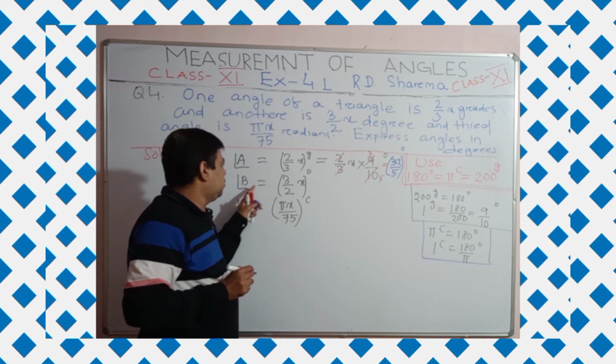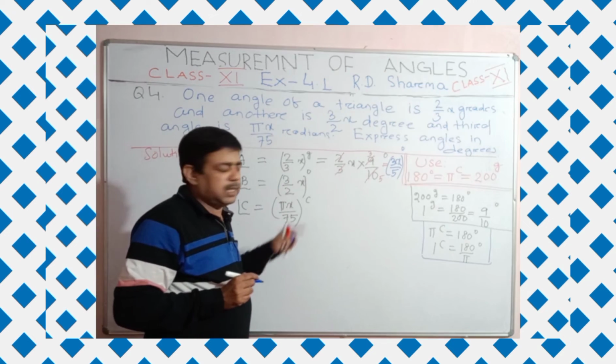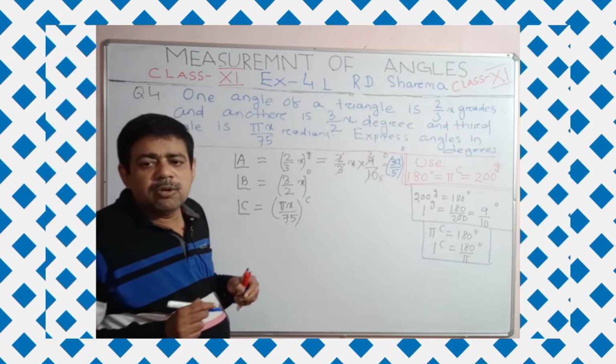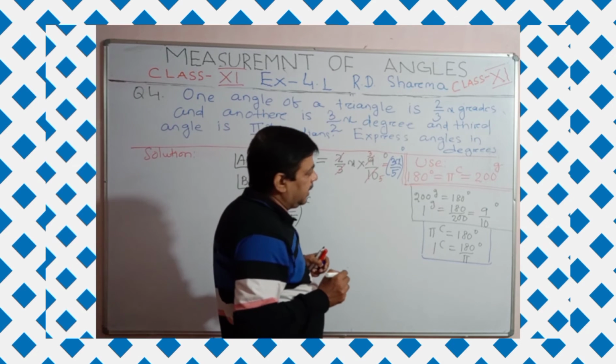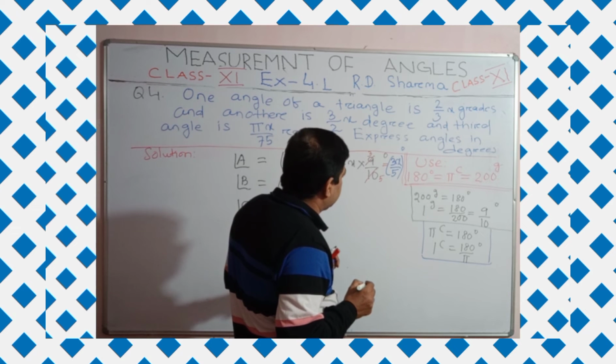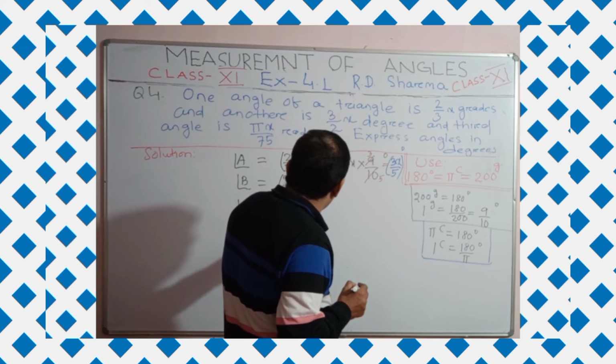And the second angle B, which is 3 by 2x degree, is already given in degree. No need to change it. The angle is already in degree, and we have to express all the angles in degree, so since it is already in degree, no need to change.